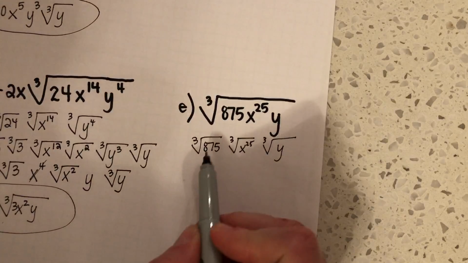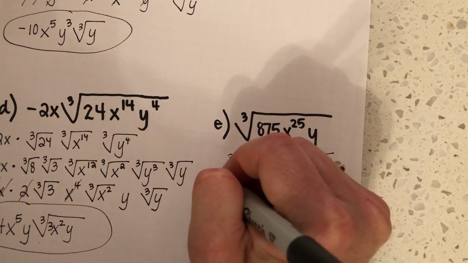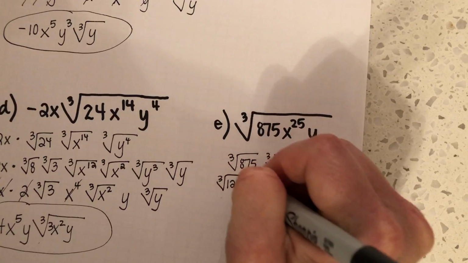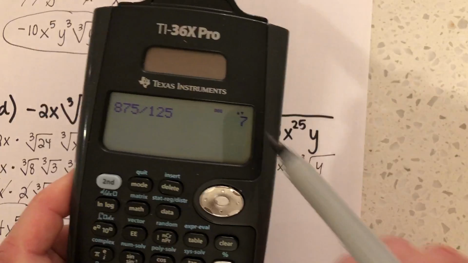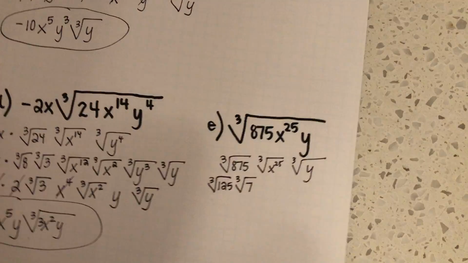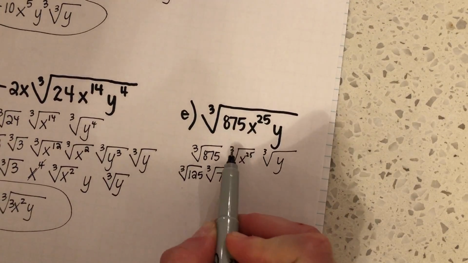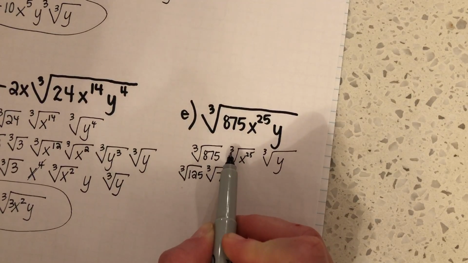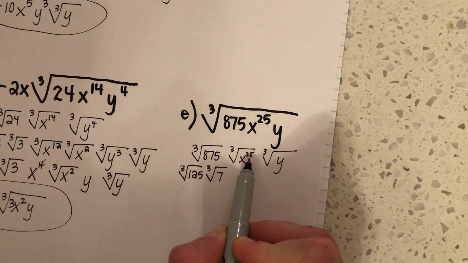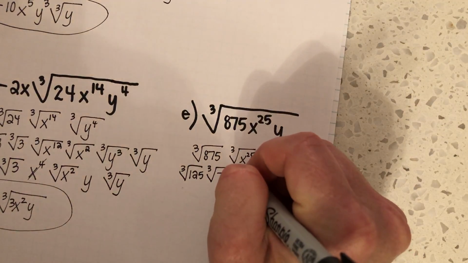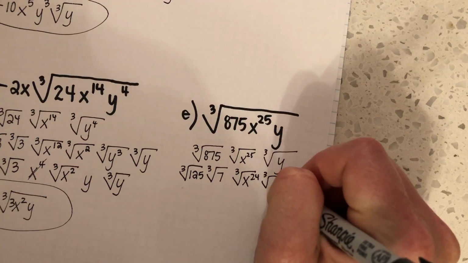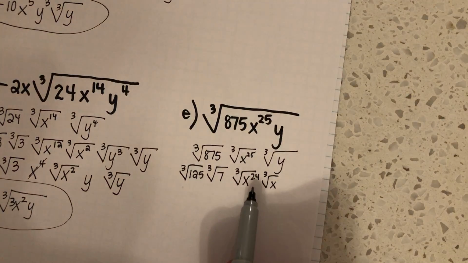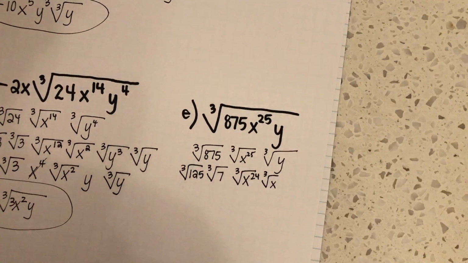So that means I can split 875 up into the third root of 125 times the third root of, well, 125 times what got you 875? What did our calculator say? 7, right? Okay, he's good. What about this one? Does power divide by root? Does 25 divide by 3? No. So what's the closest number to 25 without going over that divides by 3? 24. So we can split that into the third root of x to the 24th times the third root of, well, how many x's are left over to get you back to 25? 24 plus 1. So there's 1 x left over.